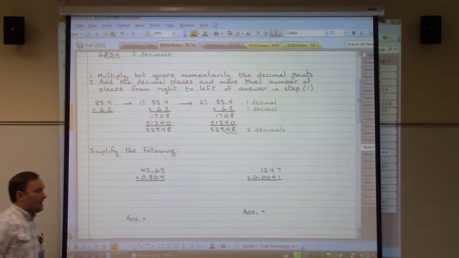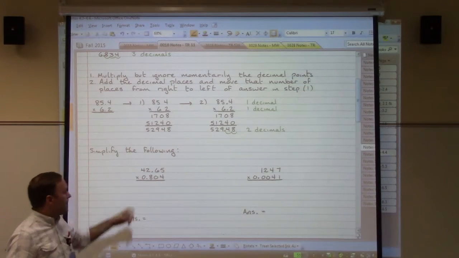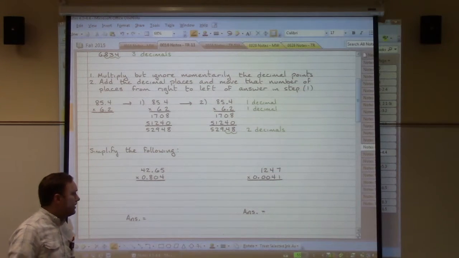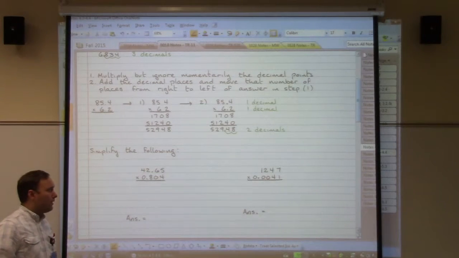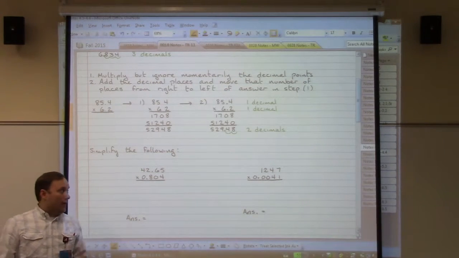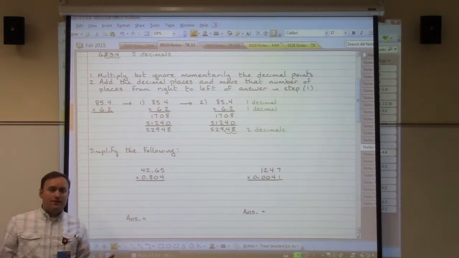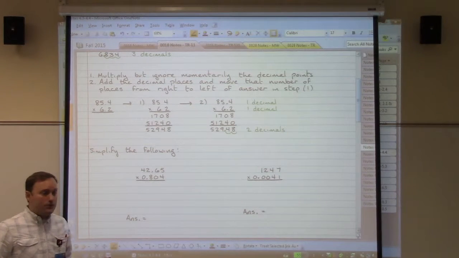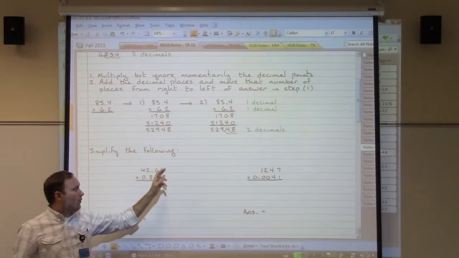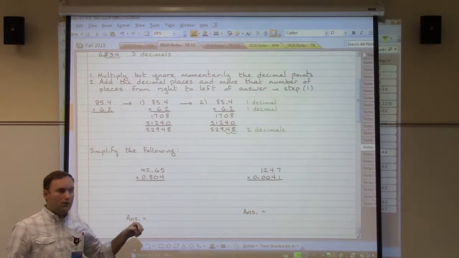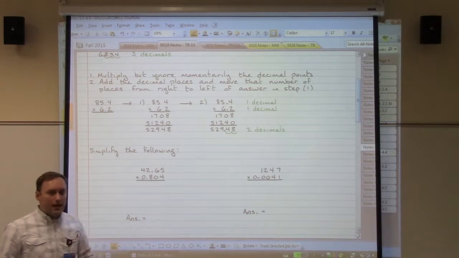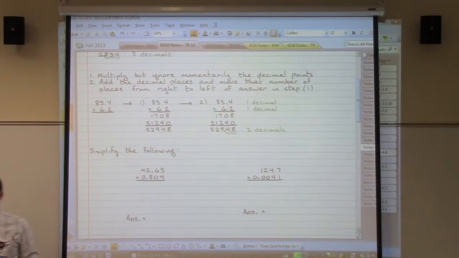A little bit of variety here with the kinds of numbers that we see showing up. So in this first example on the left, 42.65 times 0.804. We're going to act as though those decimal points aren't even there and work through our multiplication steps. So 4 times 5, 4 times 6, 4 times 2, 4 times 4. Move on, use the 0, use the 8.